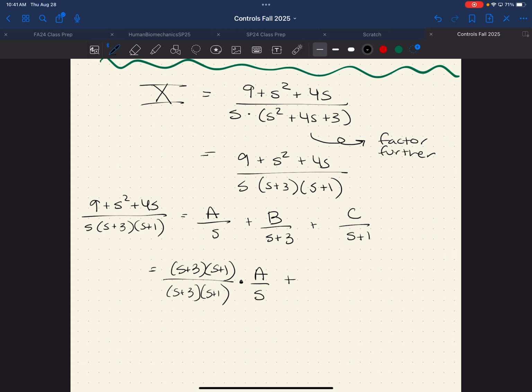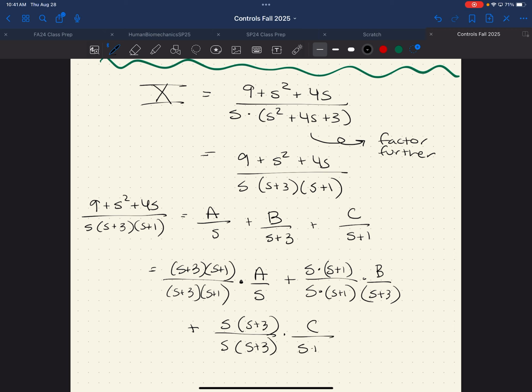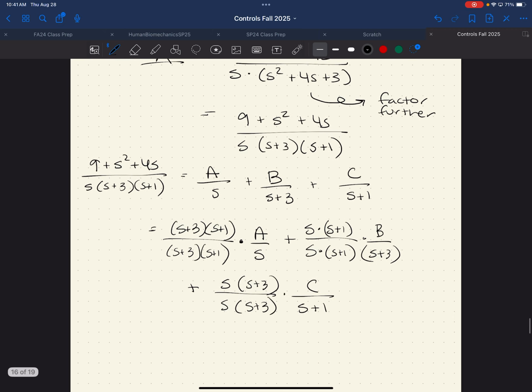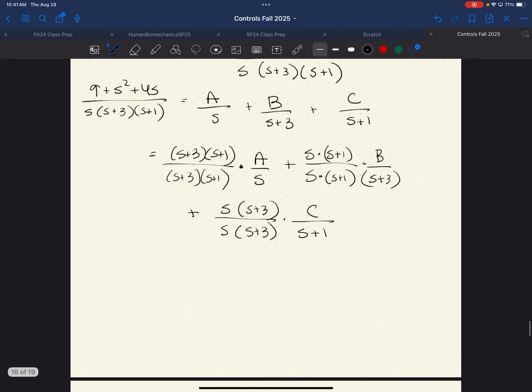Same thing here, we have s times (s plus 1) over s times (s plus 1), times b over s plus 3, plus s times (s plus 3) over s times (s plus 3), times c over s plus 1. Denominators look great. That's exactly what we have on the left-hand side. The numerators, we're going to have to chug through and do some algebra.